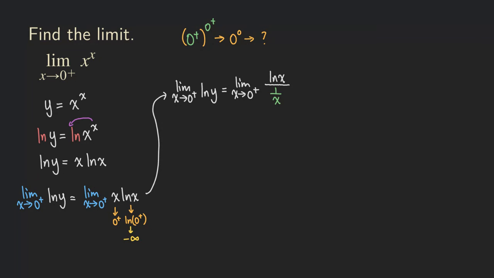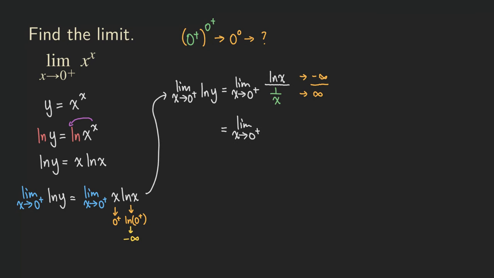So now let's do a quick check again. The numerator, as x approaches 0 from the right side, is approaching negative infinity. The denominator is going to be approaching what? It's going to be approaching positive infinity. So that's an indeterminate form of infinity over infinity, or negative infinity over infinity. And so we can apply L'Hopital's rule in the next step.